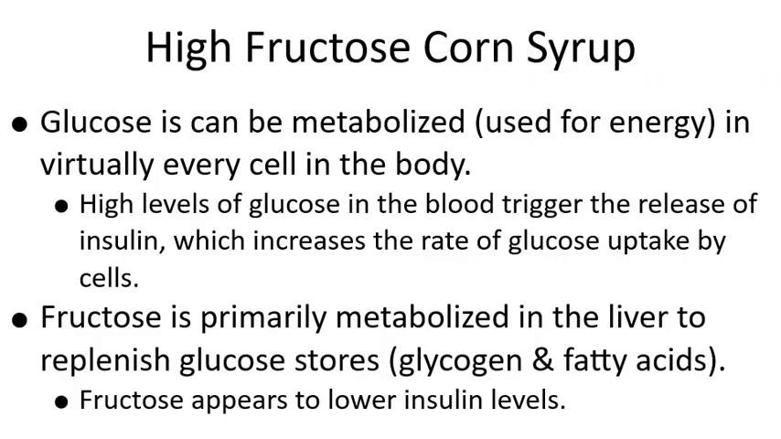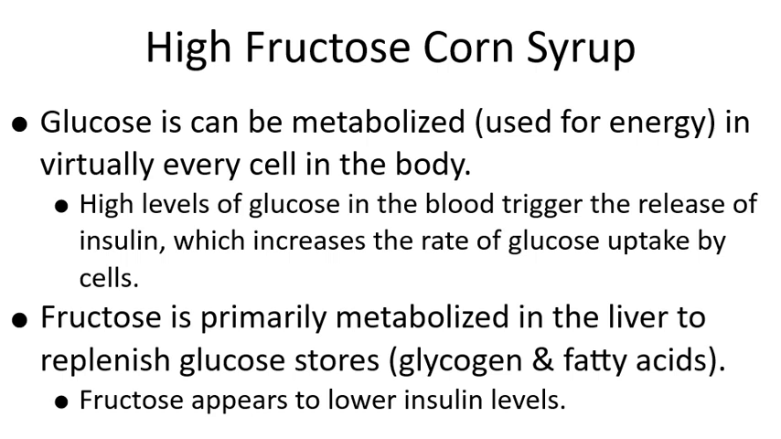Now, because plants produce glucose via photosynthesis, glucose can be metabolized, that is used for energy, by virtually every cell in our bodies. High levels of glucose in our blood triggers the release of insulin, which increases the rate of glucose uptake into our cells, thereby reducing the level of glucose in the blood.